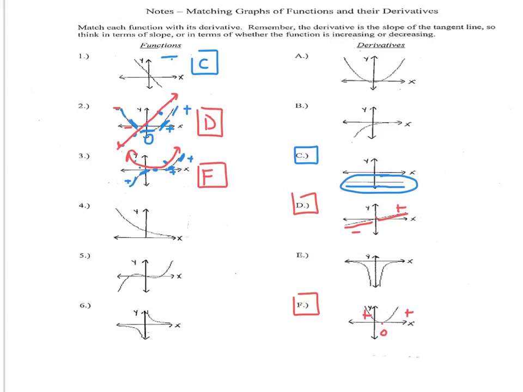All right, for number 4, if we take a look at this function, notice that it's decreasing, so there's a negative slope. So it could be about right here. There's another negative slope. It's kind of flattening out, so the slope is approaching 0. Here it's negative. Here we're approaching 0. So the graph of the derivative would look like that. So number 4 is a match with B. It's showing that the slope is always negative, right? Because the function is always decreasing.